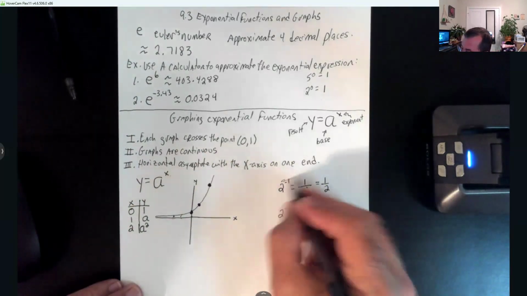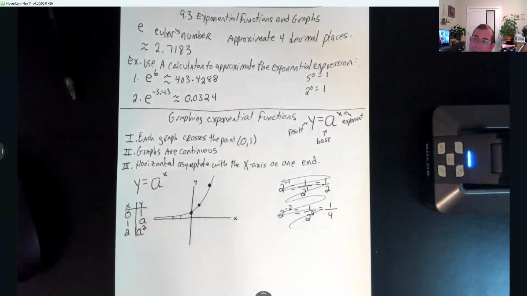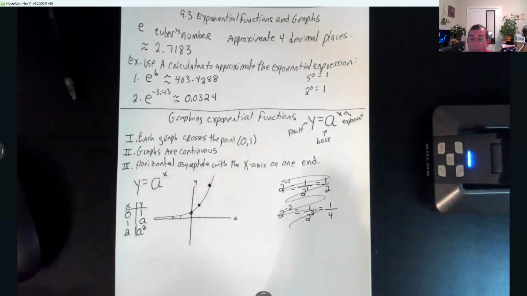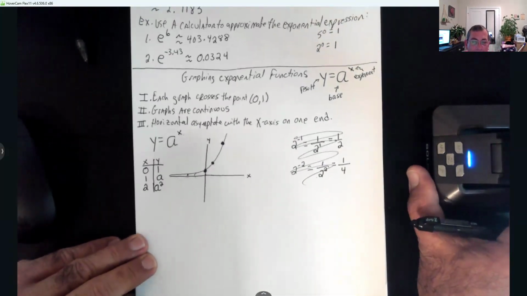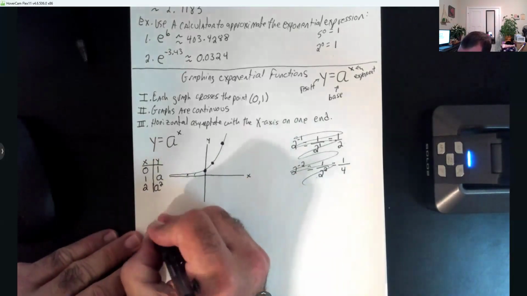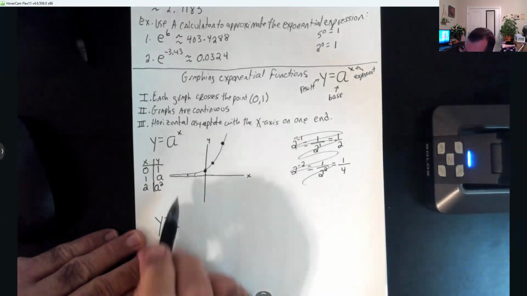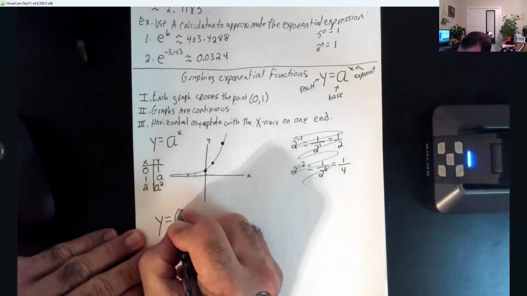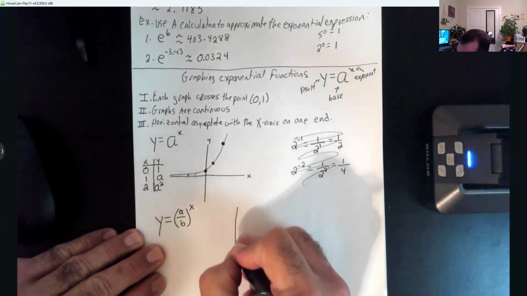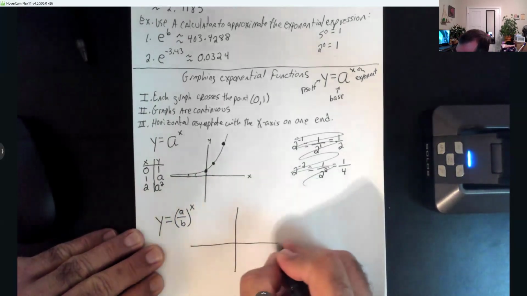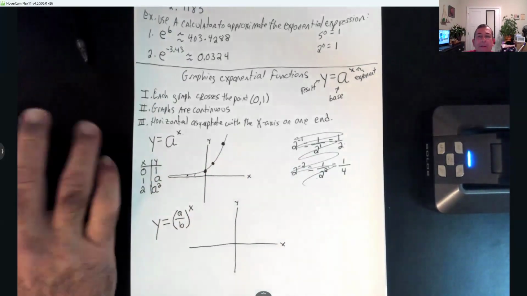So y'all, that was just a little review on negative exponents. But you can punch negative exponents in the calculator and it'll give you those answers, okay? So the other thing that can happen on these, what if my A is actually a fraction here? So if it's a fraction, let's see what happens.